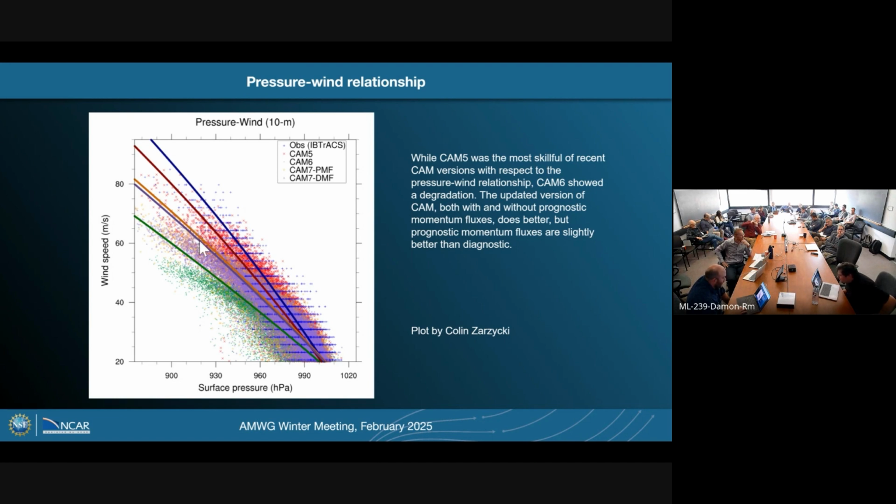But the orange line is the prognostic momentum flux, and the purple line is the diagnostic. So here again, we are seeing a little bit of an improvement from using the prognostic momentum flux equation. But again, I would not know exactly how to account for all of the improvement that we're seeing here versus Cam 6 in the updated version of Cam. But yeah, thanks again to Colin for this particular plot. And I think that's all I wanted to show you currently.